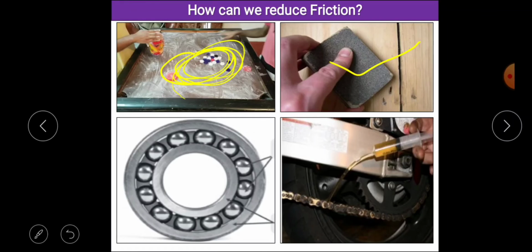Next is polishing of the surface. Like with the help of sandpaper, when we polish any surface, it makes the surface smooth, and a smoother surface produces less friction.